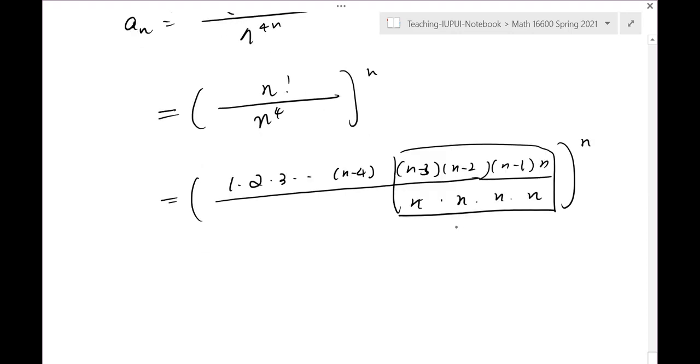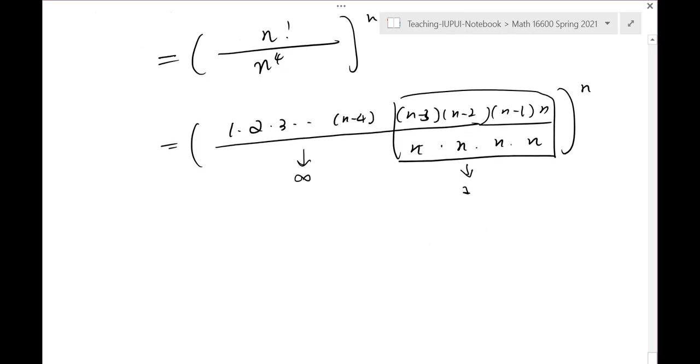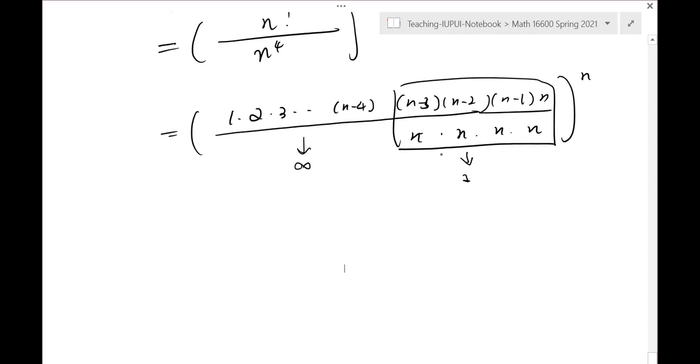Now, I said that this number approaches 1, right? This number approaches infinity. So the product would be greater than or equal to 2 for some larger n. So you can guarantee the product approaches infinity. That's why this part should be greater than 2, so then greater than 2^n, okay? Why is this greater than 2?